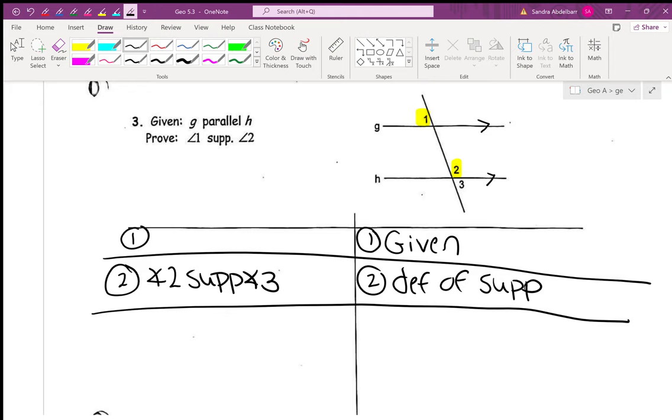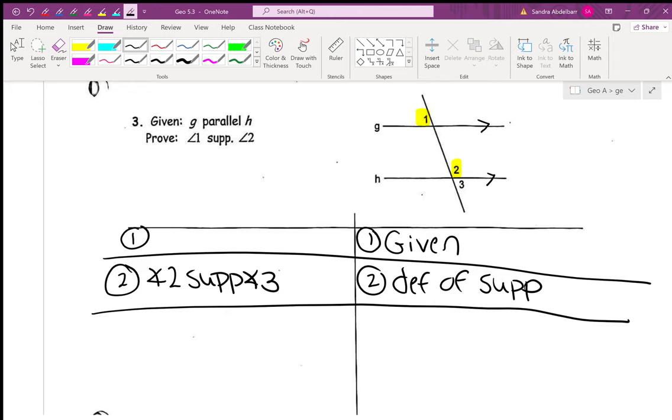All right, so now this is where we got to make a connection. So I have 2 is now a supplement to 3. I need to get 1 and 2 to be supplements. Right now they're not. But is there a relationship between angle 1 and angle 3? Is there a relationship between angle 1 and angle 3? Yeah. Mia, what is it? Alternate exterior. You got it.